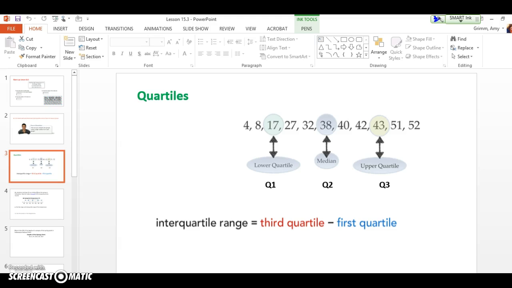Okay, so what we always do first is we put the numbers in order, and we find the median just like we did in the warm-up. So we find the middle number. Okay, so that's the same.